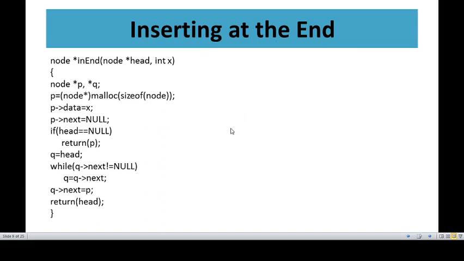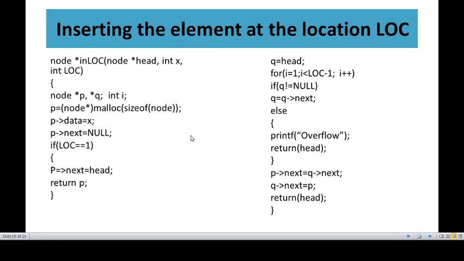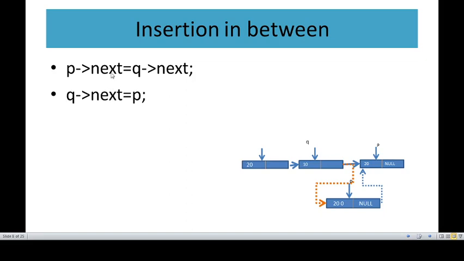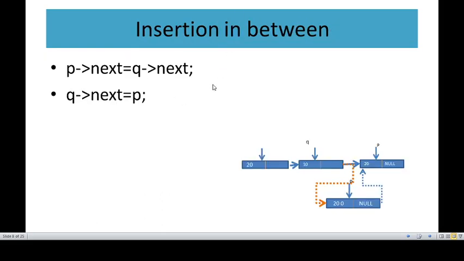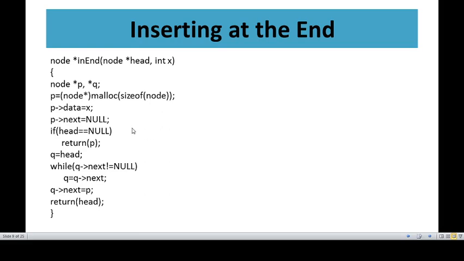Inserting at the end. Suppose you want to add the element at the end, then node pointer inserting at the end, node your head and x. Node pointer P, pointer Q. First allocate the memory for the insertion P for beginning and for this function in between. We need to write this type of coding only. But I have given only the logic of this insertion and the beginning. So you need to write like this: node pointer P, then pointer Q, allocate the memory, then do the data x, do the data as x, then next is null.